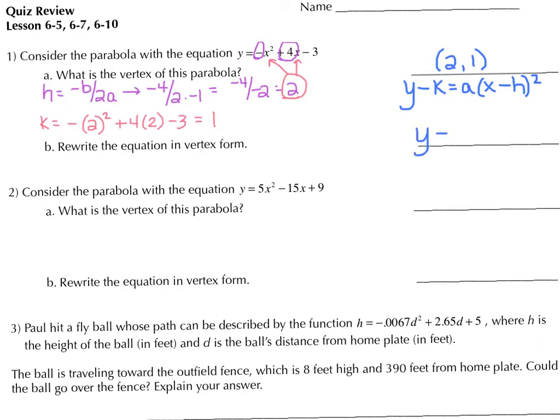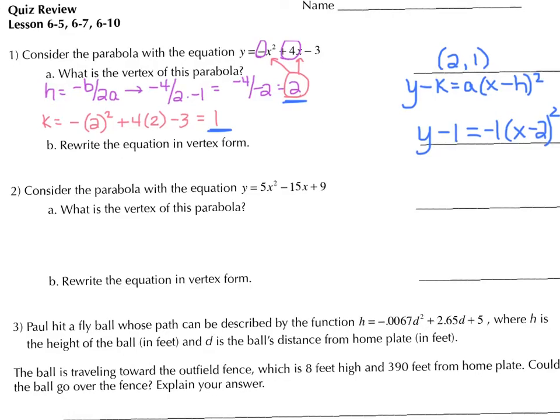Y minus 1, because I found back here that my k value was 1, equals, a is your a value from the equation here. So my a value here is negative 1, so that's what I'm putting in here. Negative 1 times x minus my h. My h I found to be 2, so minus 2 squared. Okay, so y minus 1 equals negative 1 times x minus 2 squared. That would be your equation in vertex form.